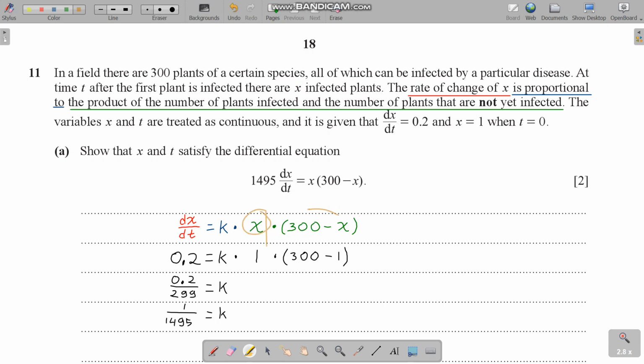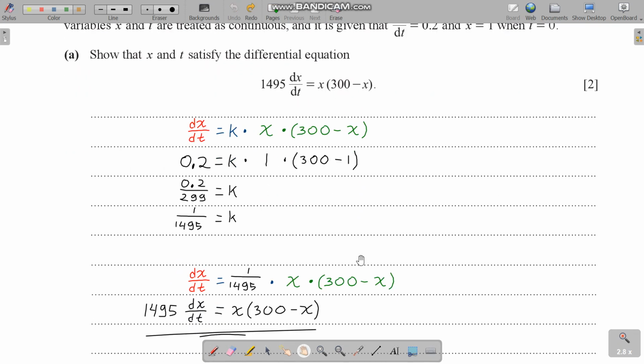Okay, infected, not infected. And now, to find k, we plug in dx/dt equals 0.2 and x equals 1. So we have 299, divide both sides by 299, and we have the value of k. In the simplest fraction, we get this for k. So we can replace the k with 1 over 1495, multiply both sides by 1495, and we get what we need to prove.